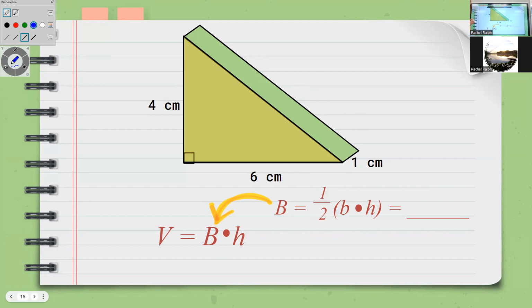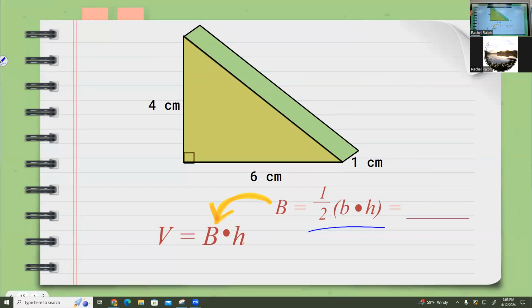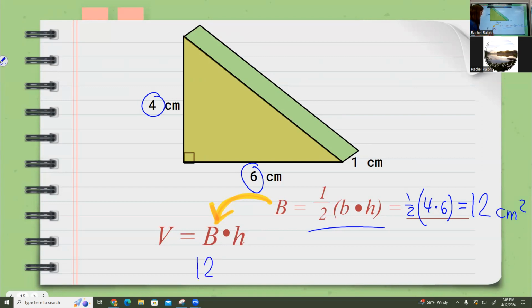So finding the area of a right triangle, our equation is 1/2 base times height. That's how we find the area of a right triangle. So we have 1/2 of 4 times 6. 4 times 6 is 24. Half of that is 12. So B equals 12. So our area is 12 centimeters squared of our base.